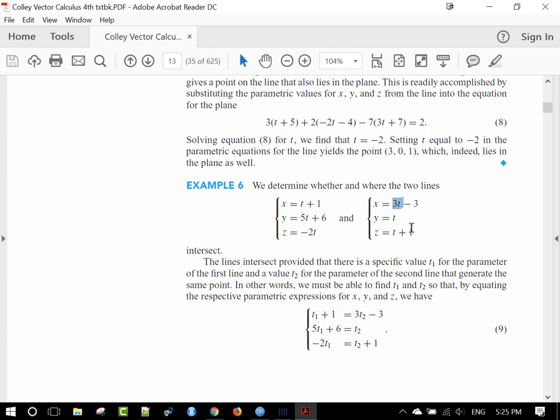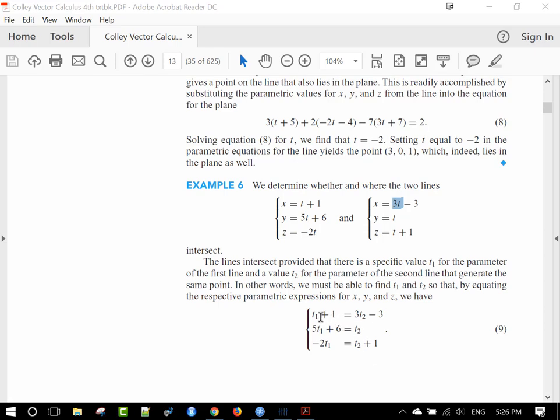So what we want is a t1, which will give us a certain x, y, and z here, and a t2, which will give us the same x, y, and z here. So what we want is a t1 such that t1 plus 1 equals 3t2 minus 3, because that means that the x's will be the same for that t1 and t2. But we also want this side to equal this side, and this one to equal this one. So we write that down like this, and now we have to solve for t1 and t2.